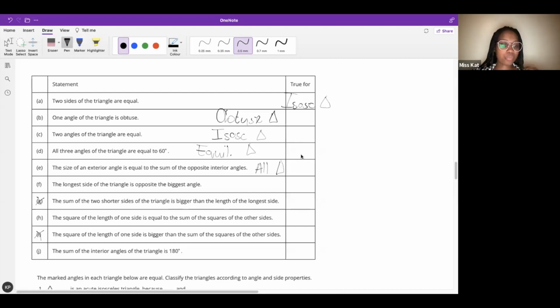Do you want to do one more? Yes, ma'am. Okay, go for it. A right angle, ma'am. There we go. Thank you. Okay. Longest side. And then we have number H. The square of the length of one side is equal to the sum of the squares.